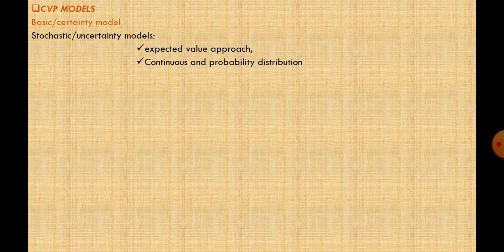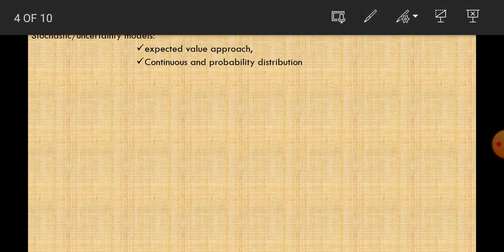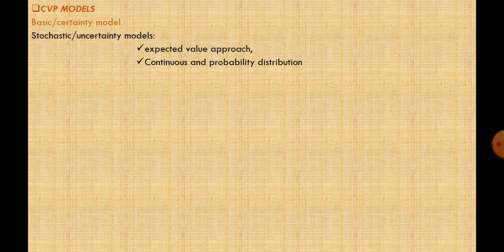However, under this stochastic or uncertainty model, we have three approaches: the expected value approach, the continuous probability distribution, and the simulation techniques. Those are the three items that are required in this model under the stochastic or uncertainty model. So we start with the first one, which we are going to tackle today. That is the basic or certainty model.